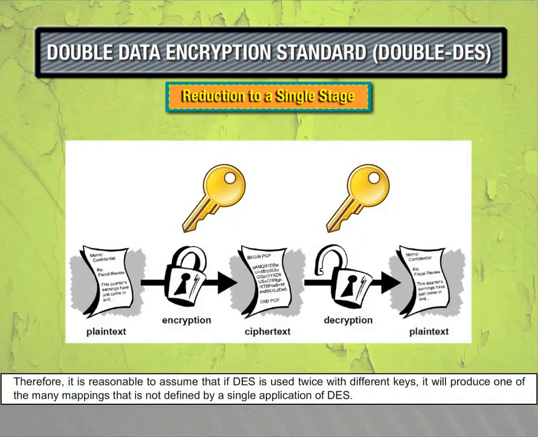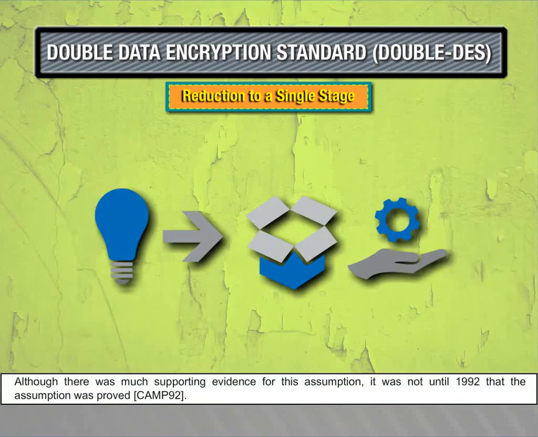Therefore, it is reasonable to assume that if DES is used twice with different keys, it will produce one of the many mappings that is not defined by a single application of DES. Although there was much supporting evidence for this assumption, it was not until 1992 that the assumption was proved.